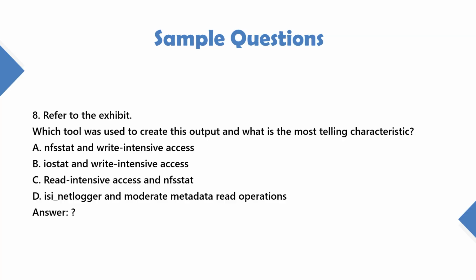8. Refer to the exhibit. Which tool was used to create this output and what is the most telling characteristic? A. NFS stat and write intensive access. B. IO-stat and write intensive access. C. Read intensive access and NFS stat. D. isi_netlogger and moderate metadata read operations.